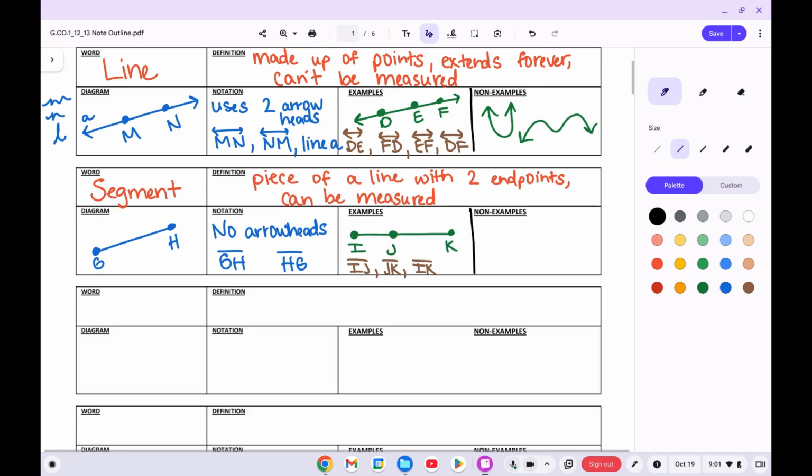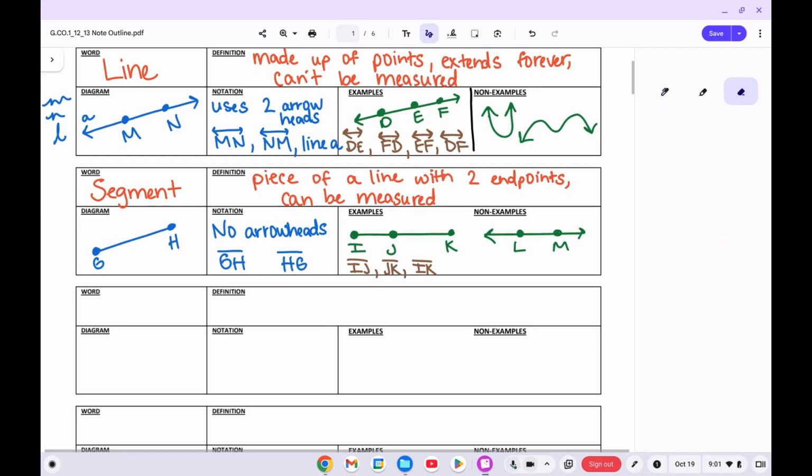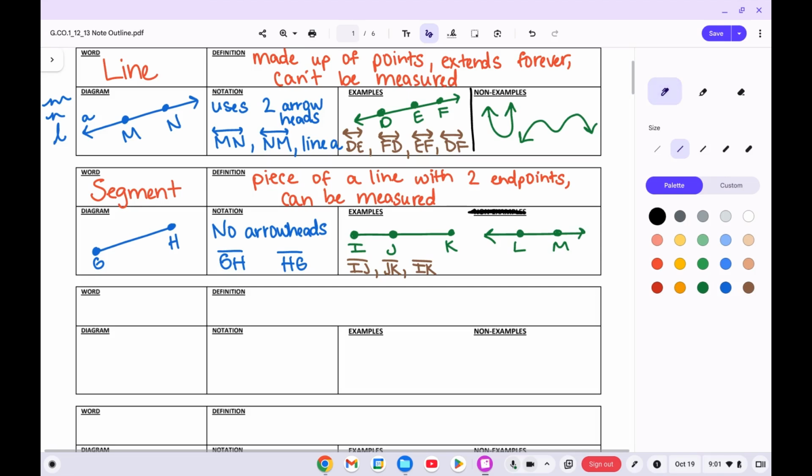A non-example would be if I had arrows on it. Oh, I'm sorry, I misspoke. This is another example. There are no non-examples for this one, so I'm just going to cross that out. If I had this line, LM, but I was only talking about the distance from L to M, then I could just notate that as a segment. And so that would be another example. You might see the line that the segment came from, but you're still just focused on the line segment.